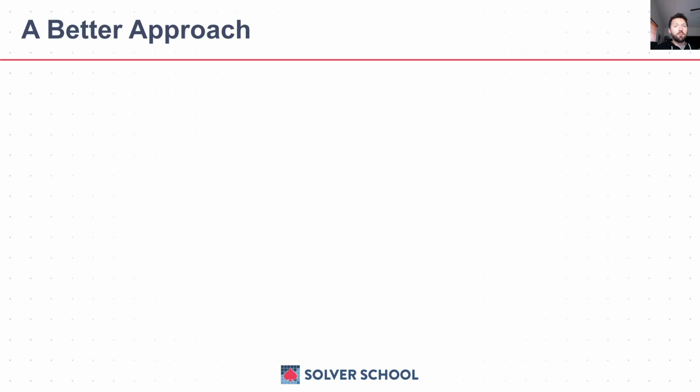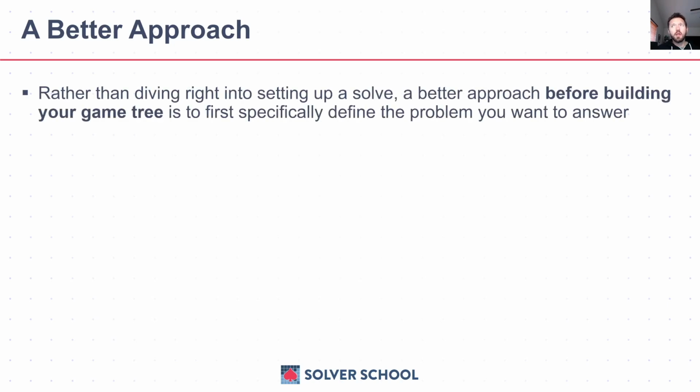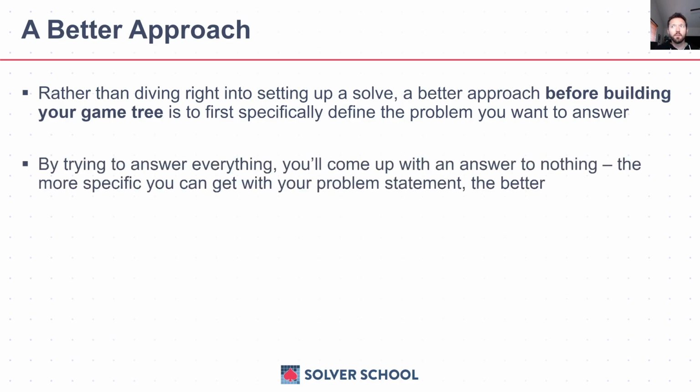I do believe that there is a better approach, though. Rather than diving right into setting up a solve, the better approach, in my opinion, would be to, before building your game tree, first very specifically define the problem that you actually want to answer. By trying to answer everything, by just putting all of your parameters into a solve and seeing what the solve tells us, you're going to end up coming up with an answer to nothing. And it's not going to be additive towards your abilities or your skill set as a poker player.